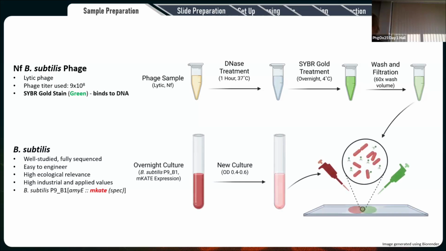The bacteria that we're using is B. subtilis, which is a very well-studied bacteria. Part of the reason why we're so interested is because we know certain phages can manipulate its host, B. subtilis. It has high ecological relevance and very high industrial relevance as well. For this experiment, we used a lab strain called P9B1, which has been genetically engineered to constitutively express a fluorescent protein called mCherry, which produces a red fluorescence. So we're looking at red and green today, almost Christmas.